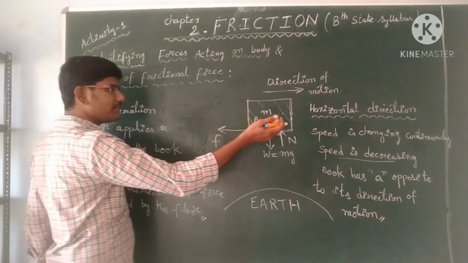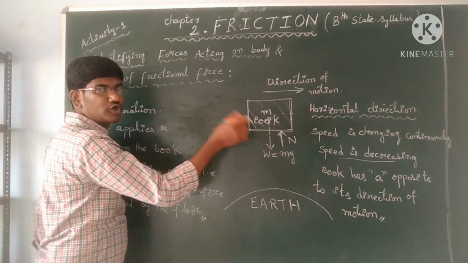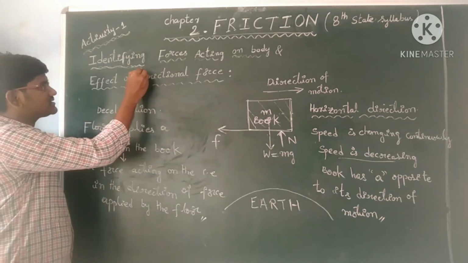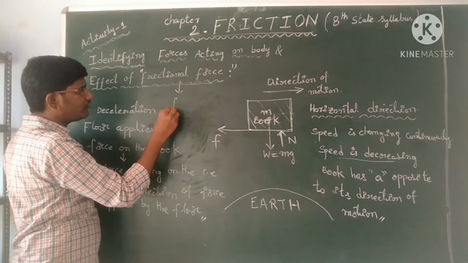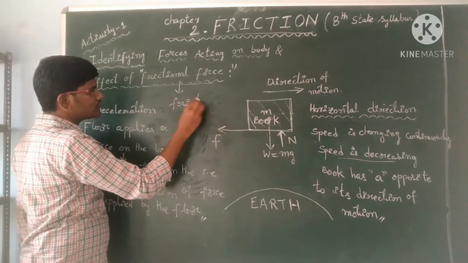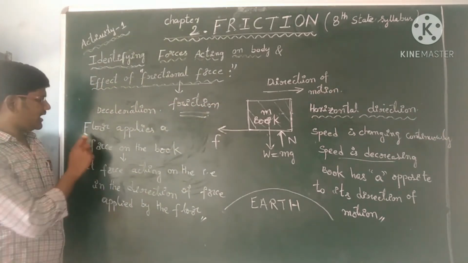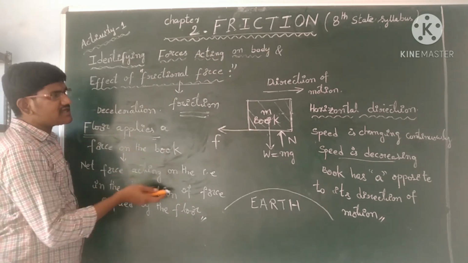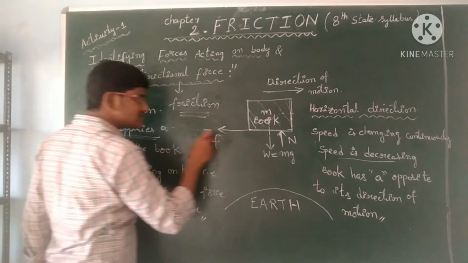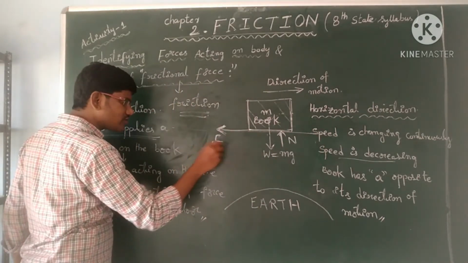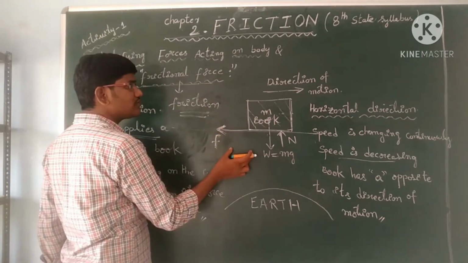Means the floor is applying the force and stopping the moving book. So that force we call frictional force, or simply friction. So the net force acting on the book is the force applied by the floor. The book is moving like this. The floor is applying a force in this direction, and that force is called frictional force, or friction, which is the net force only.